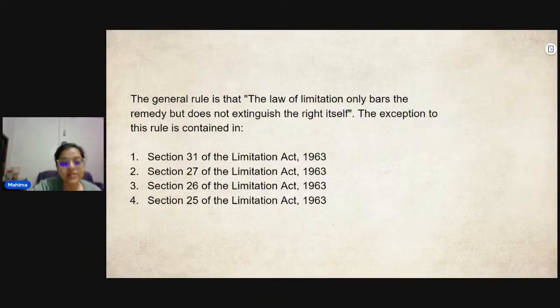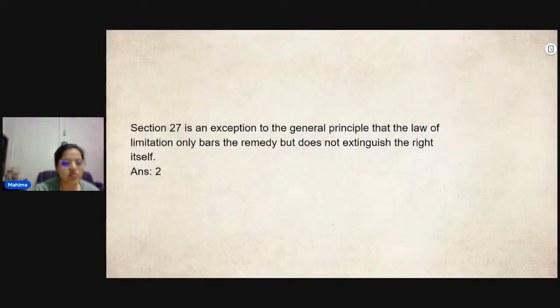The general rule is that the law of limitation only bars the remedy but does not extinguish the right itself. The exception to this rule is contained in section 31 of the Limitation Act, section 27, section 26, or 25. Divya is saying B. Anonymous is saying 2. Yes, it is 2. Section 27 is the exception to this rule that the law of limitation only bars the remedy, but it does not extinguish the right. Section 27 ends the right to the property and not only the remedy.